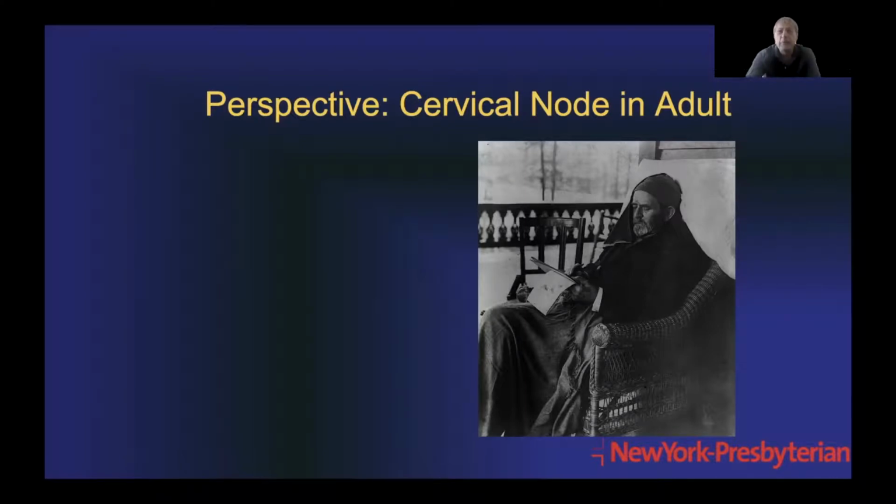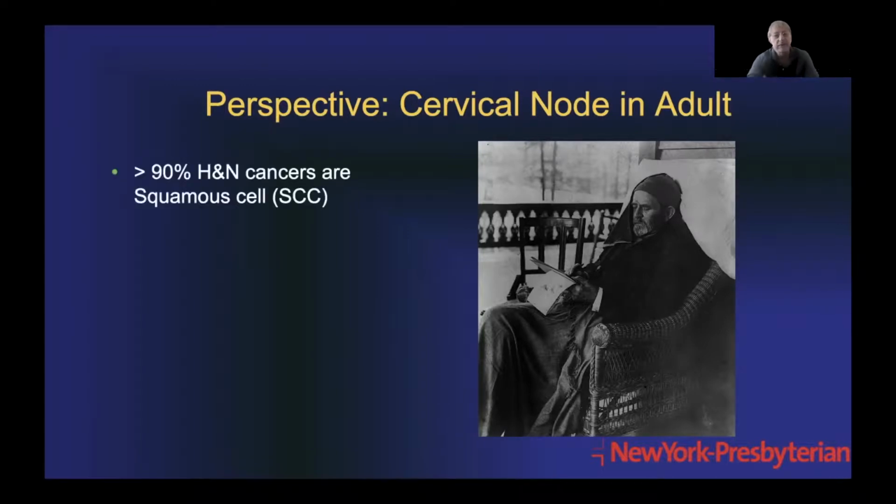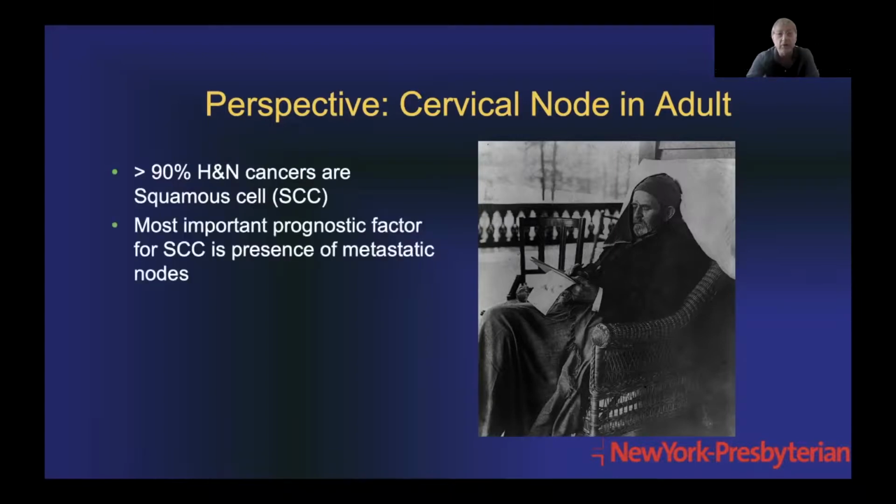So when we think about cervical lymph nodes in a typical adult patient, we're basically thinking about cancer. And the fact of the matter is that over 90% of head and neck cancers are squamous cell carcinoma. Overall, the most important prognostic factor in squamous cell carcinoma is the presence or absence of metastatic lymph nodes. That is why we image these patients to a large extent.